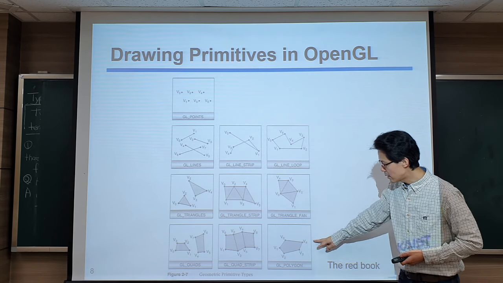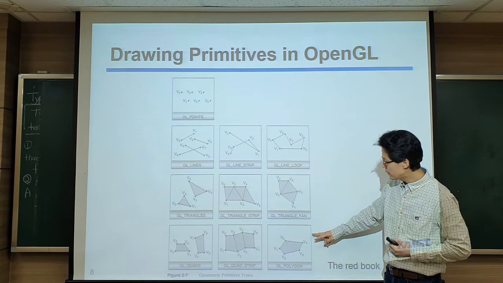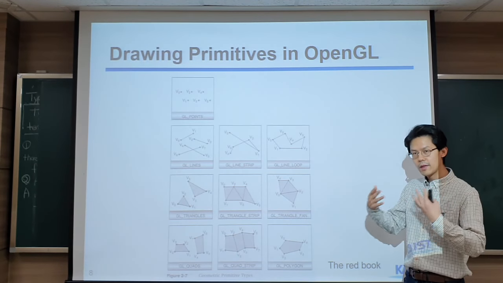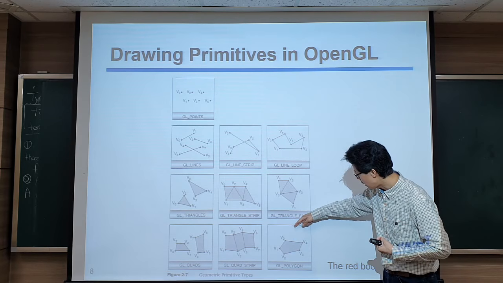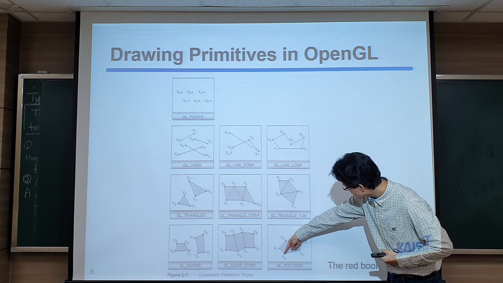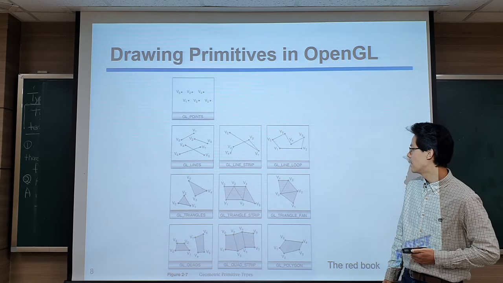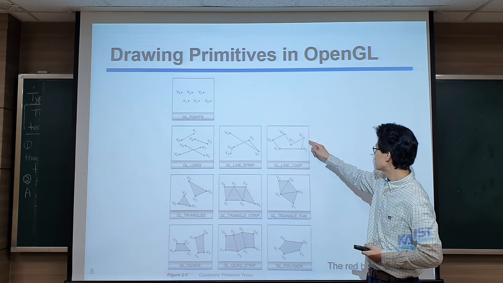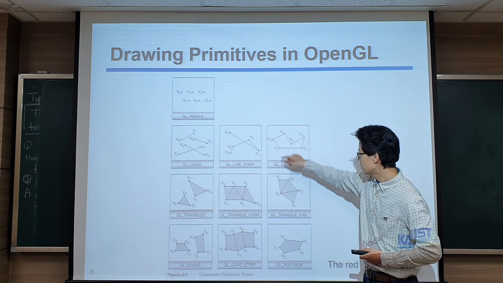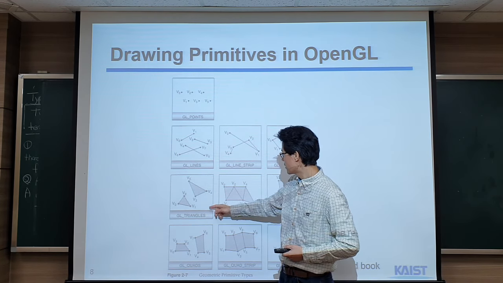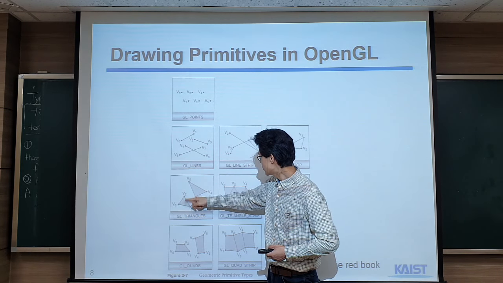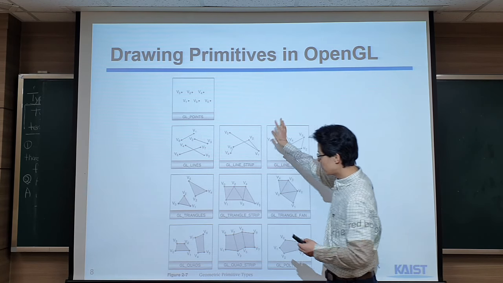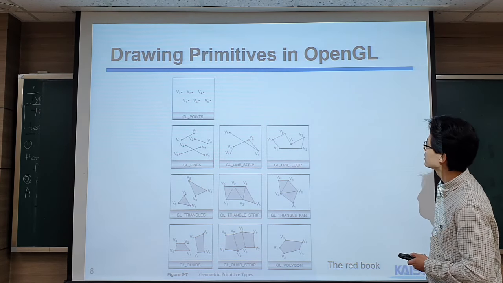Here is GL_POLYGON. If we group the vertices with GL_POLYGON, we ask OpenGL to create this kind of polygon, connecting V0, V1, V2, V3, V4, something like that. Another common one is GL_LINE_LOOP. With these vertices, we make this kind of line loop. And also GL_TRIANGLES: for every three vertices, V0, V1, V2, we create one triangle. For another three vertices, we create another one. So there are different primitives.